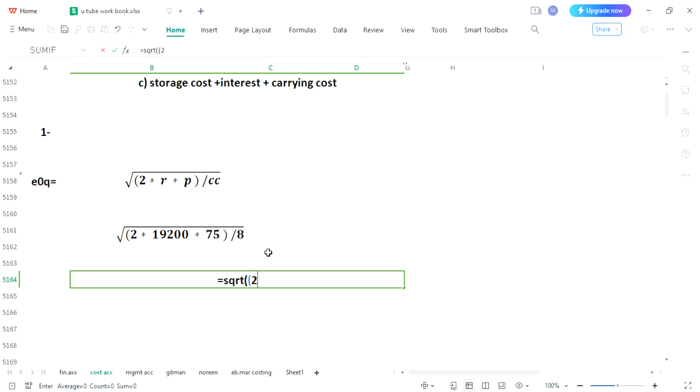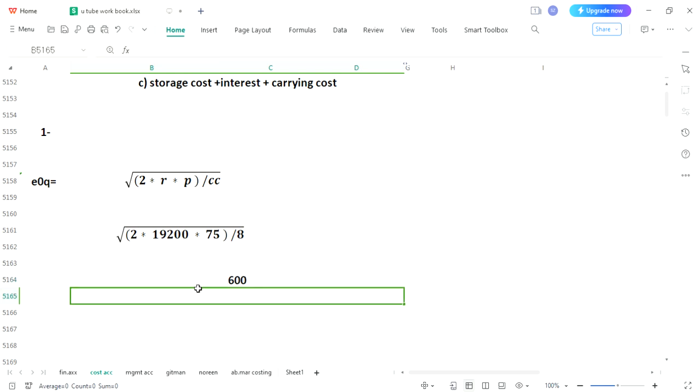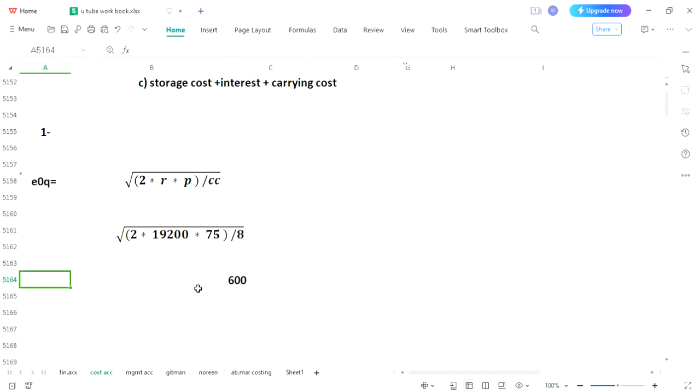So 2 multiply by 19200 and then again multiply with 75, close your bracket, divided by 8 and then final closure. So understood what I am doing? I have calculated the statement at once. Same everything has been written over here, and the answer which we get after calculation, we will take the square root of that answer. In this way our economic order quantity has been calculated, and this is 600.